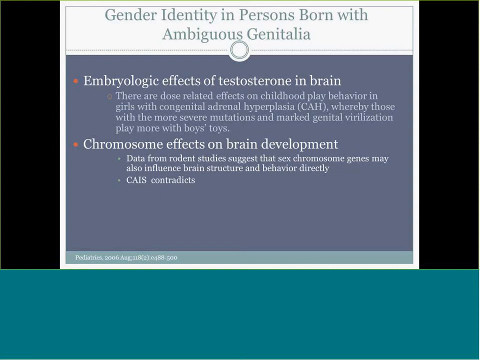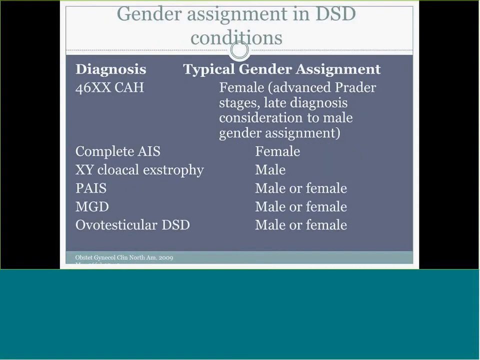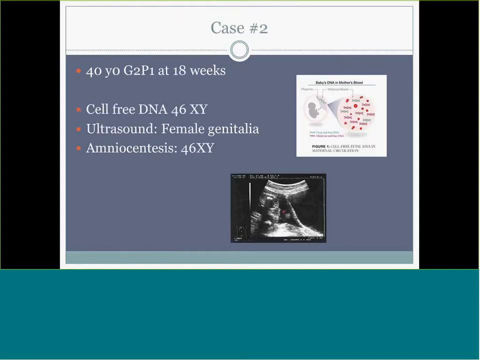We've definitely seen that with the kids who have normal functioning testes, who have cloacal exstrophy, and who are sensitive to the testosterone. Those kids all have male gender identity, so we have to be very careful. The effect of chromosomes on the brain is less clear because our complete androgen insensitivity patients all have female identity. So be very careful; I think we're still learning about this. And this is sort of gender assignment. Our difficult cases are partial androgen insensitivity, gonadal dysgenesis, and ovotesticular DSD. Those are the really hard ones.